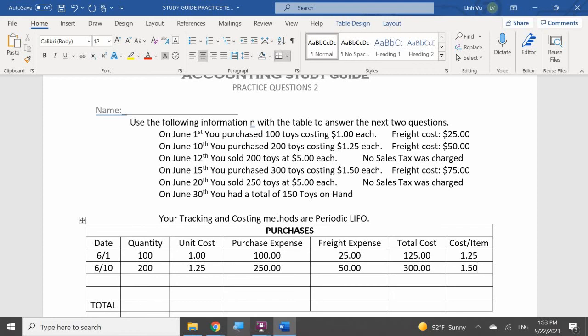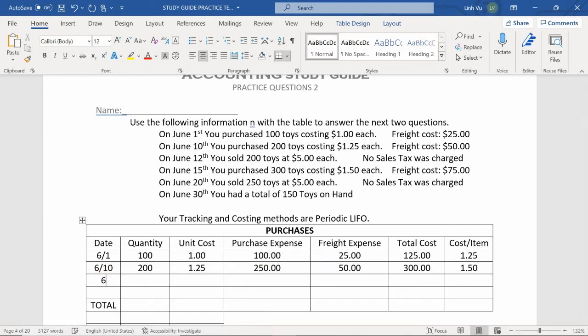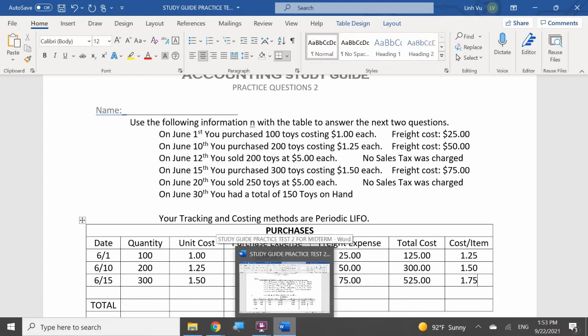Then June 15, you purchased 300 toys at $1.50 with a freight costing $75. So 450 plus 75 is 525, divided by 300 is $1.75. Good. Then on the 20th, you sold an additional 250. And last but not least, on June 30th, you had a total of 150 toys left on hand. So there we have it.